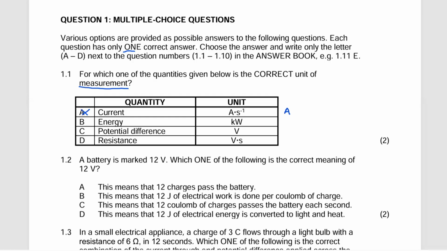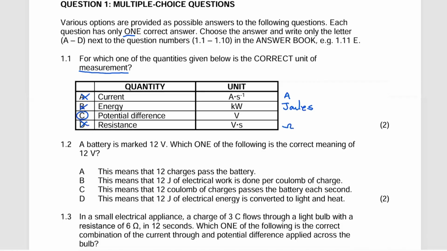Okay. Then the second option there, it says energy, the unit of energy should be in joules, so which is our joules, like that. Then C says potential difference, which is in volts. So option C there is the correct answer, that says volts. Then D, resistance, we know our resistance is measured in ohms, like that. So the correct answer is going to be option C, which is our potential difference.